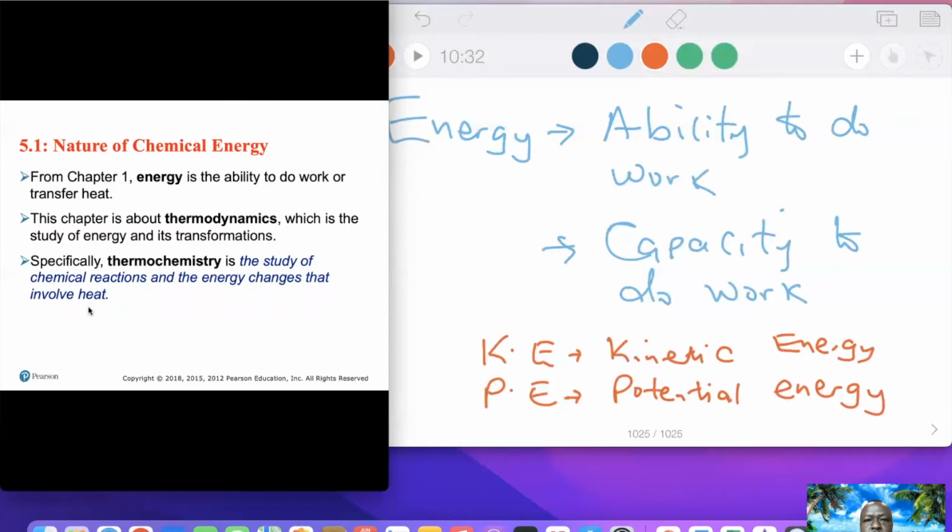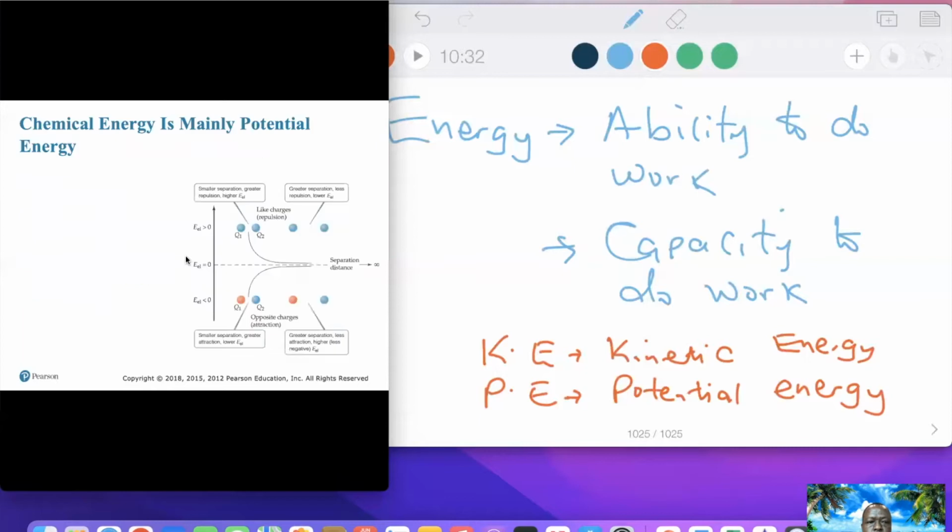Some chemical reactions release heat to the environment. Some chemical reactions absorb heat from the environment. The study of those chemical reactions is what we call thermochemistry.